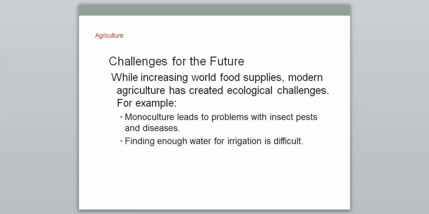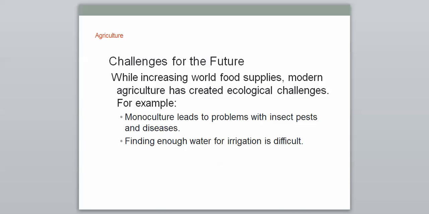However, while this sounds like it could be good, it is going to present some challenges for the future, because while we increase our food supplies, modern agriculture has also created ecological challenges. With this increase in the amount of food that we're making and the increase in people, there are going to be some problems. One problem is that monoculture can lead to problems with insect pests and diseases.